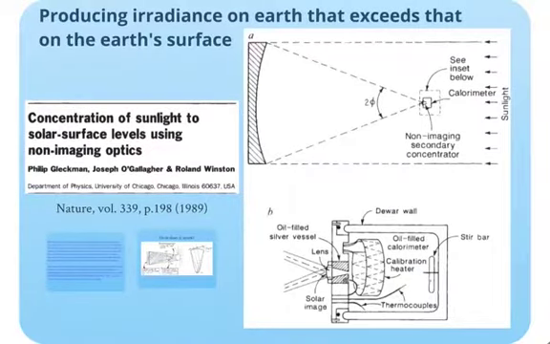Okay. So let's look at a practical example where something like this has actually been used to produce irradiance on Earth that exceeds that on the sun's surface. Okay, this is a typo. This should be sun surface, not Earth surface. So this is a paper from 1989 by a fairly famous guy, a person called Roland Winston, who's considered the father of non-imaging optics. Its title is Concentration of Sunlight to Solar Surface Levels Using Non-Imaging Optics in Nature.